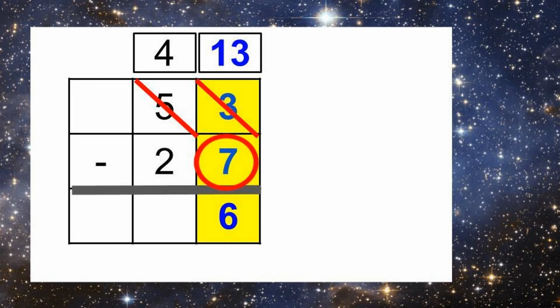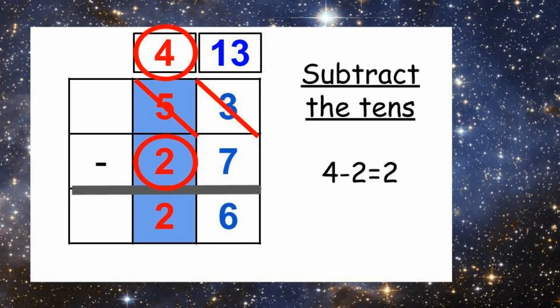And now you can subtract. 13 minus 7 equals 6. The final thing that we have to do is to subtract the tens place. 4 minus 2 equals 2. Therefore, 53 minus 27 is 26.